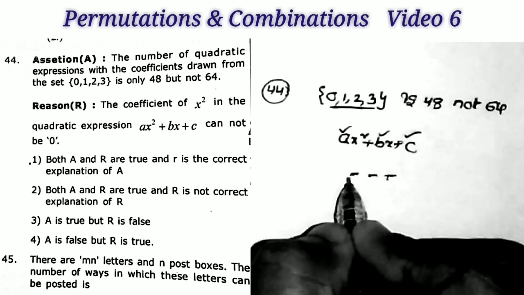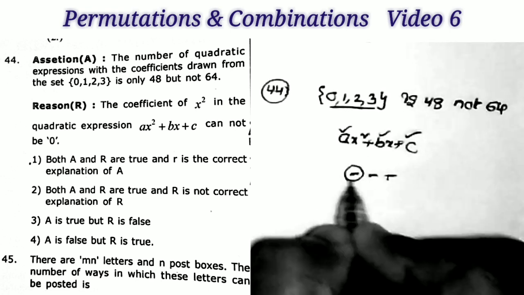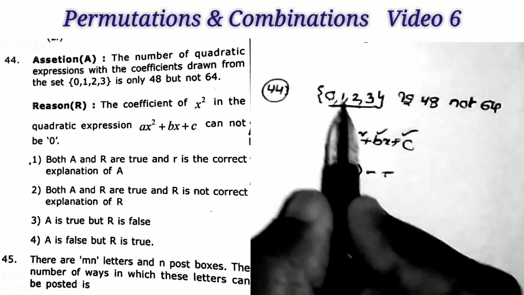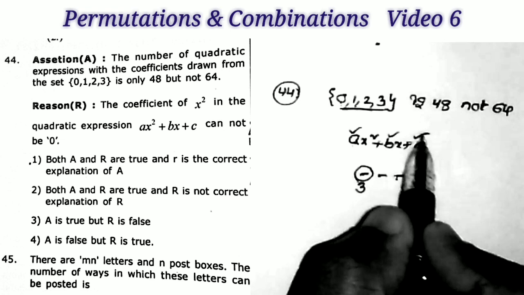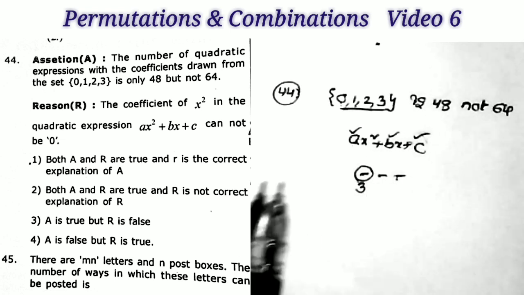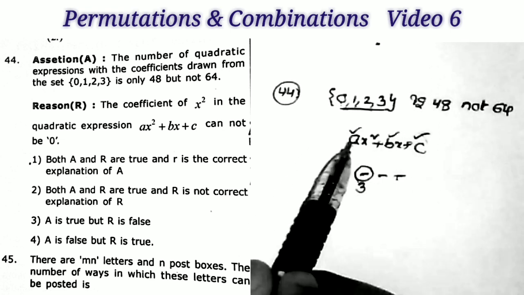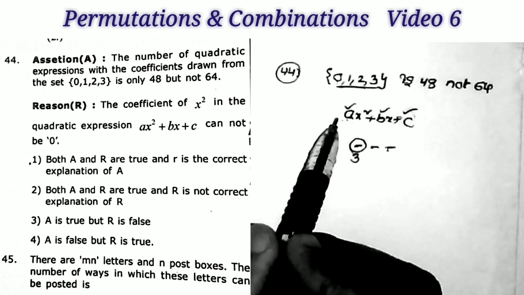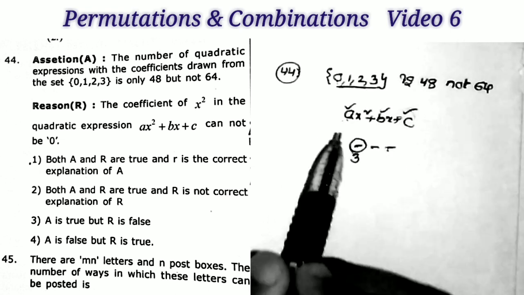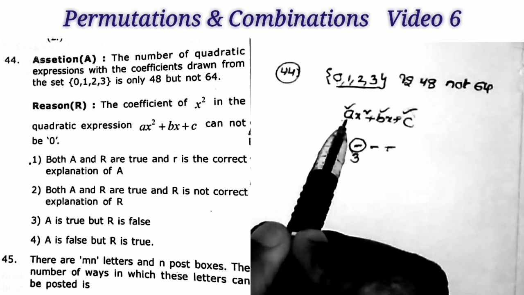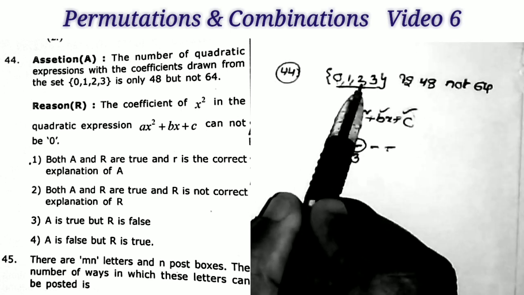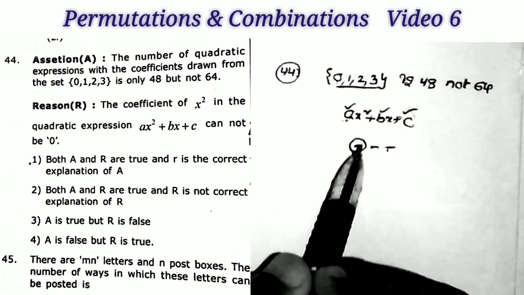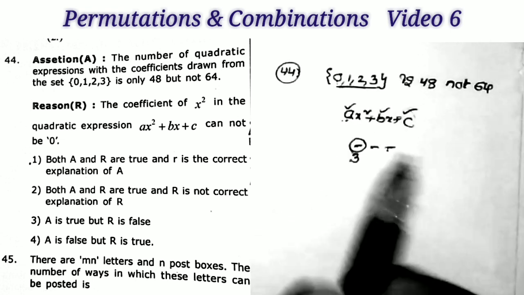Okay, listen. We can fill the first gap in only three ways, not in four ways. Why? Because when we take a equal to 0, then it is not a quadratic equation. What is the condition in a quadratic equation? A not equal to 0. A equal to 0 does not give a quadratic equation. That is, here the condition is that this is not equal to 0. That is, we can take 1, 2, 3 only for the value of a. That is, we can fill the first gap in only three ways.